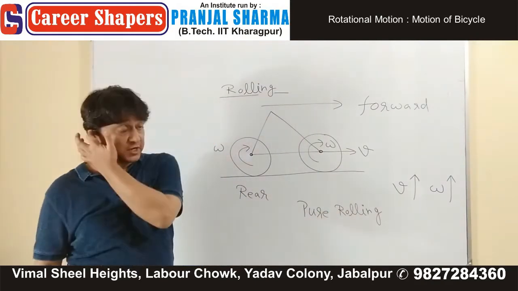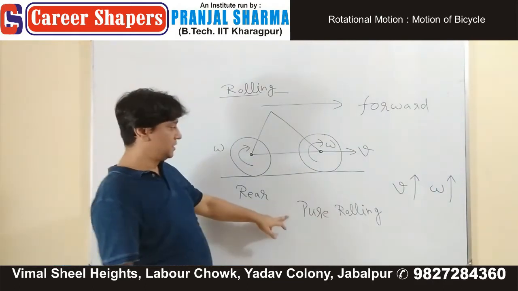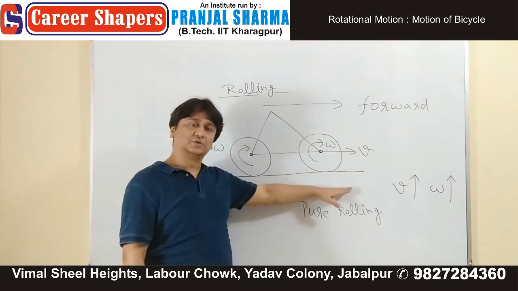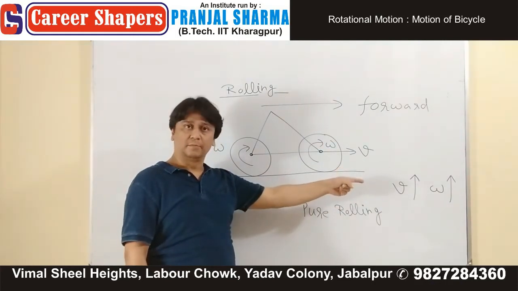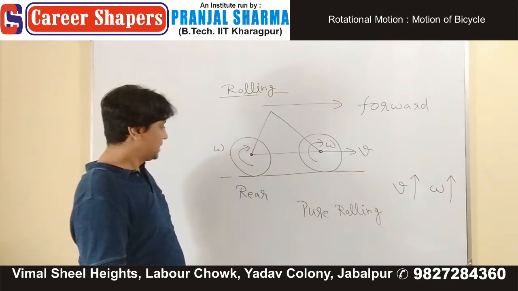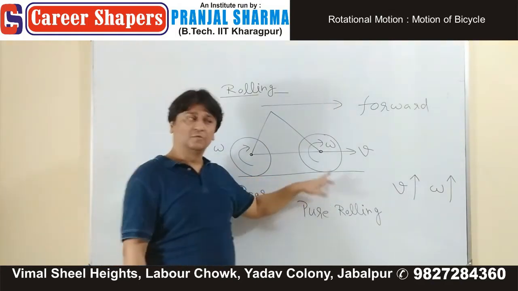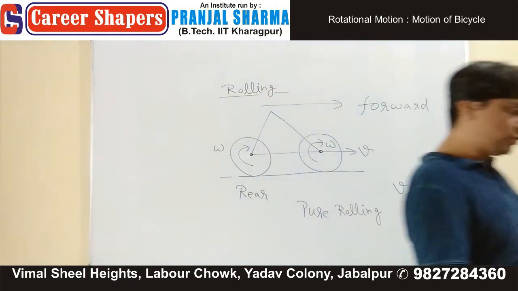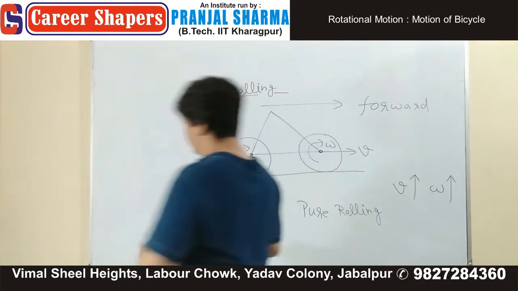So my question is, this is pure rolling on the horizontal surface and you have to increase V and omega. Is friction present at these contact points? First of all, yes or no? What do you think? What is your thinking?